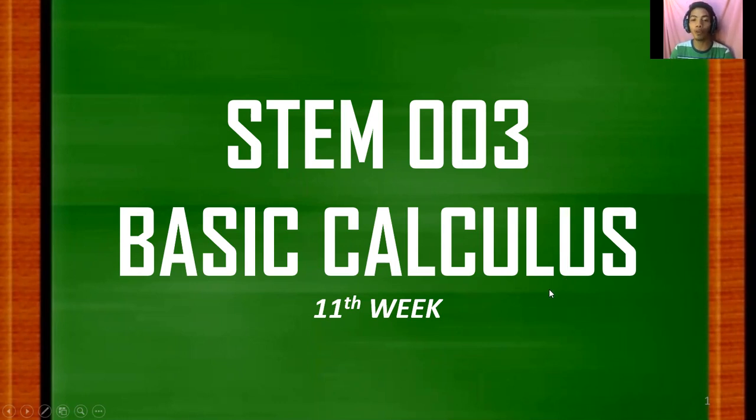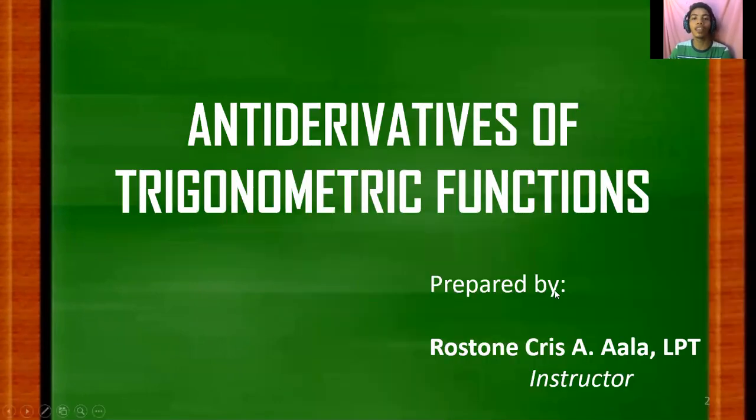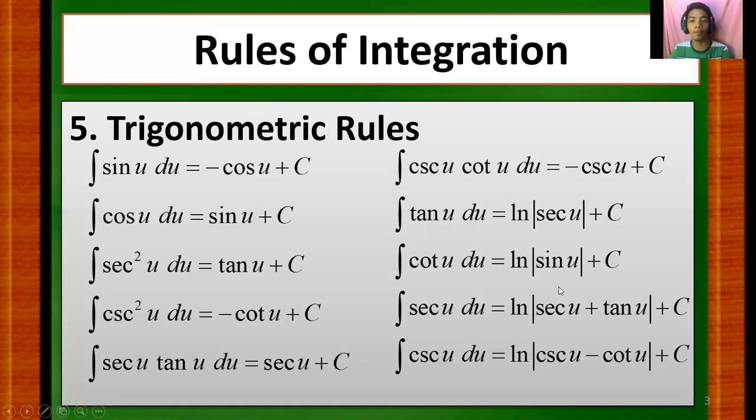For this video, I'm going to teach you how to find the antiderivatives of trigonometric functions. Trigonometric functions have 10 formulas in finding the integral, or the antiderivative, of the given trigonometric functions. To start with, we have the integral of sine u du is equal to negative cosine u plus c. So familiarize that one. The integral of cosine u du is equal to positive sine u plus c.